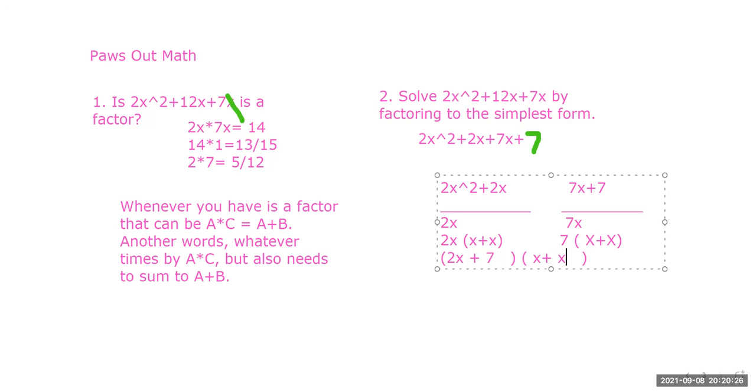x plus x, which we can even check our work, see if we did this correctly. 2x squared plus 2x plus 2x plus 7x. Seven. Yeah, it didn't come out right. This is what it looks like.